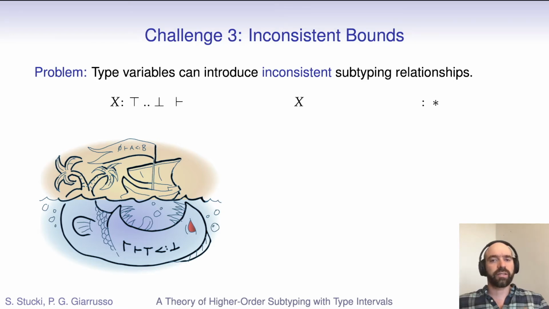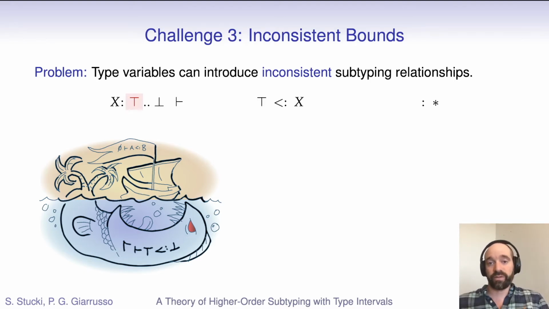Let's assume I've declared an abstract type X with the following bounds in my program. The lower bound is the type top, and the upper bound is the type bottom. These bounds are absurd, because of course the top type is not a subtype of the bottom type, it's the other way around. But hey, it's a declaration, and we can declare any bounds we want.